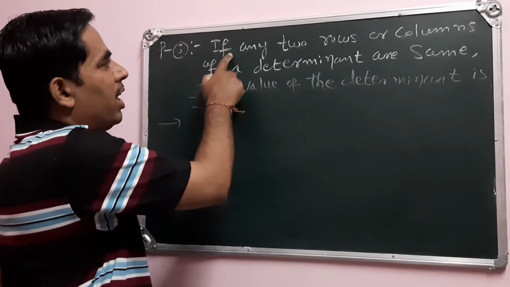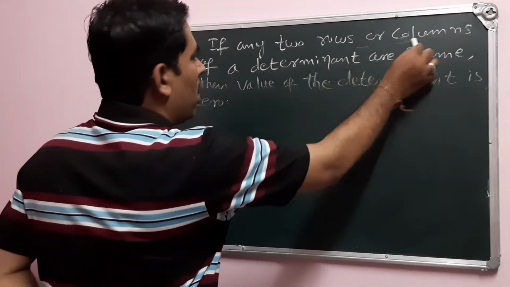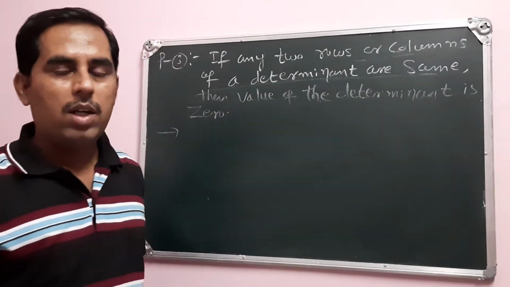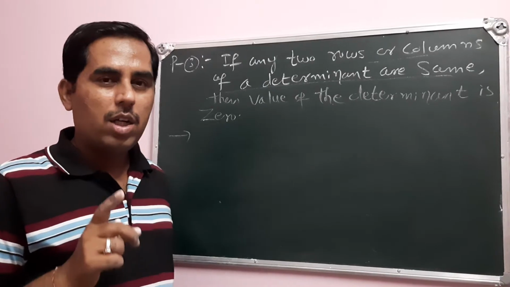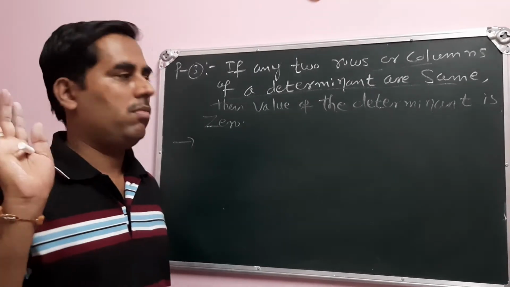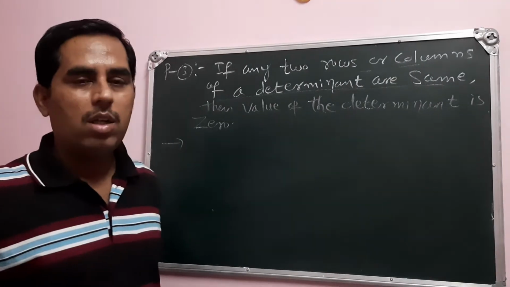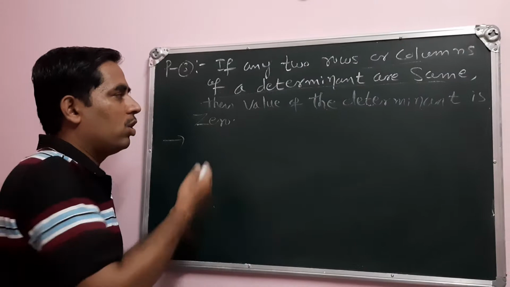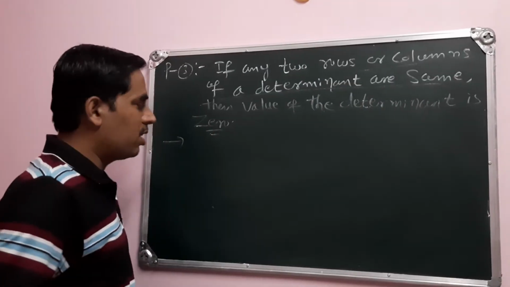If any two rows or columns of a determinant are same, so observe the point here. In a 3 cross 3 determinant, if any two rows or columns are identical or same, then what is the value of the determinant? Then the value of that determinant is 0. So we have to show that point here.